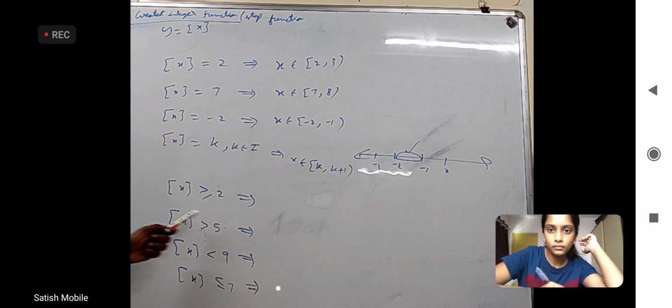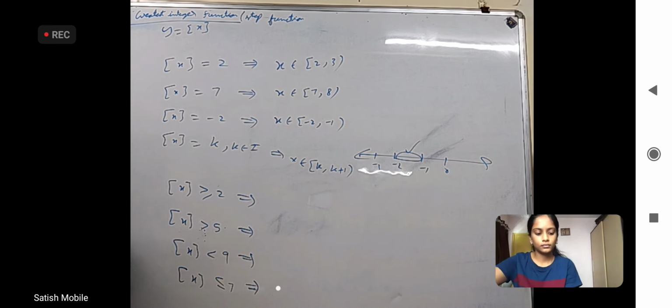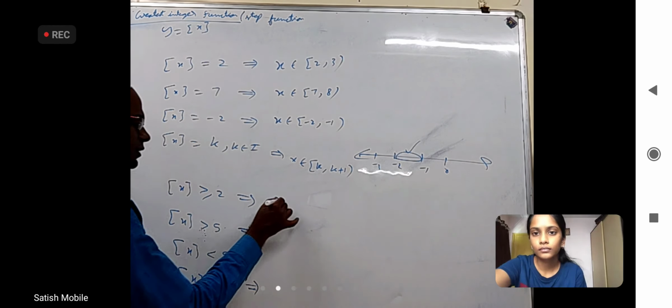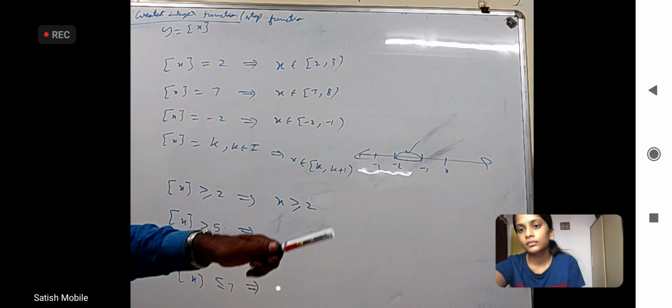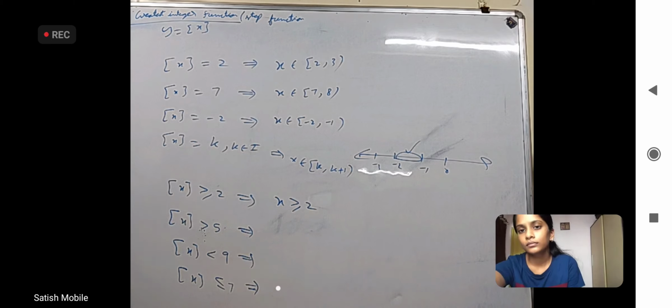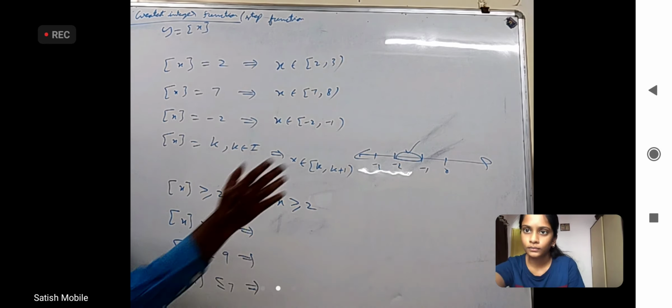Okay, anybody want to answer this? What are the x values which will satisfy this inequality? I think I can just say x is greater than or equal to 2. Am I right? Any 2 is okay, anything more than 2 is okay. Less than 2 is obviously not okay. If I take 1.9, the integer part will be 1, and 1 is less than 2. So x should be greater than or equal to 2.